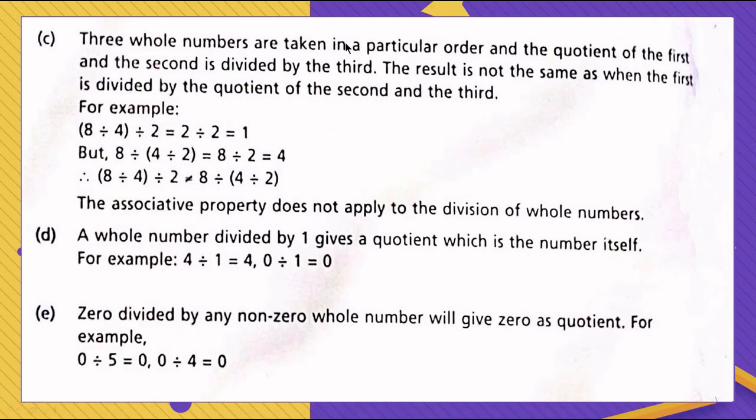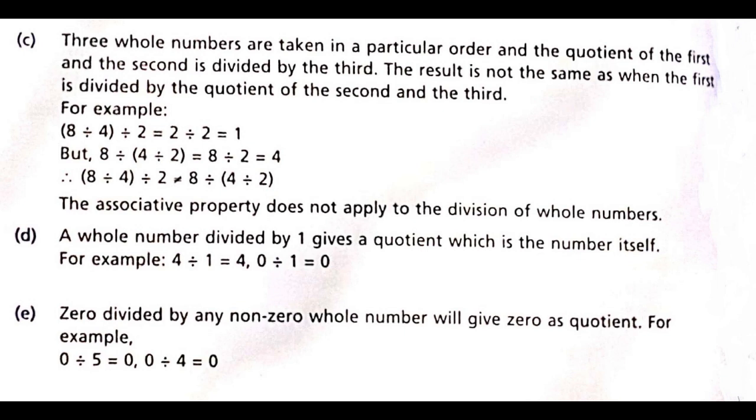C: If three whole numbers are taken in a particular order, the quotient of the first and the second divided by the third is not the same as the first divided by the quotient of the second and the third. For example, 8 divided by 4, divided by 2, is equal to 1. But 8 divided by (4 divided by 2) is not equal to 1; this is equal to 4. Therefore, this is not equal to this. The associative property also does not apply to the division of whole numbers.